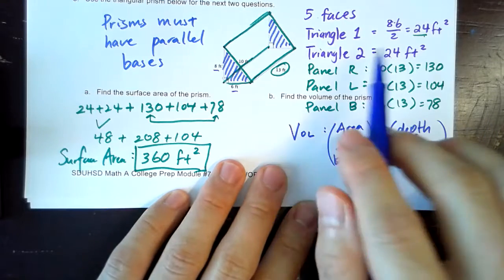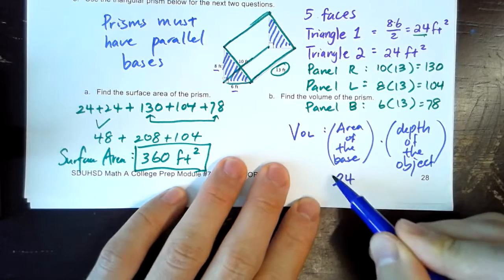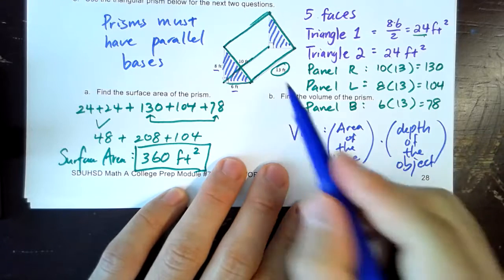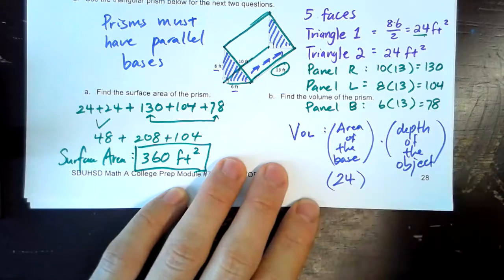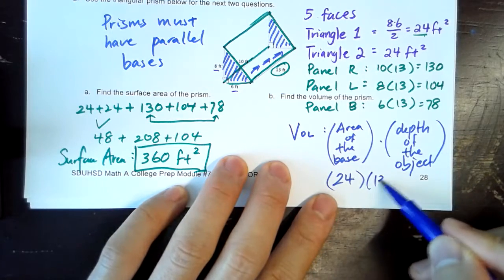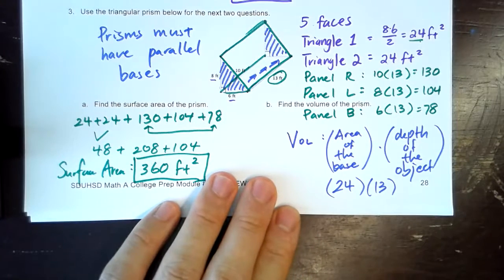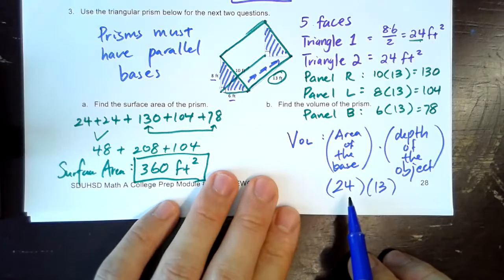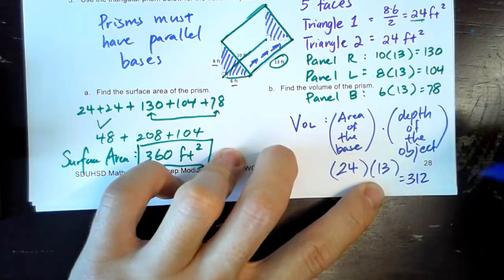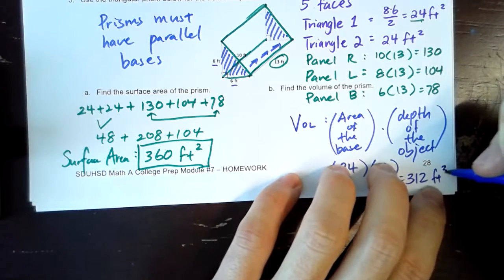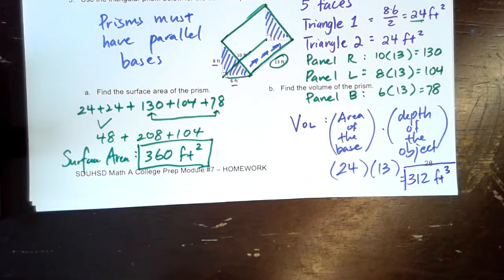The good news is we already know the triangle. The area of the triangle, which is the base, is 24, and then all we have to do is multiply it by the depth of the object, which in this case is 13. So 24 times 13 is going to give me a grand total of, isn't that 240 plus 72, which I believe is 312 feet cubed. It is cubed because there are 3 dimensions for volume.